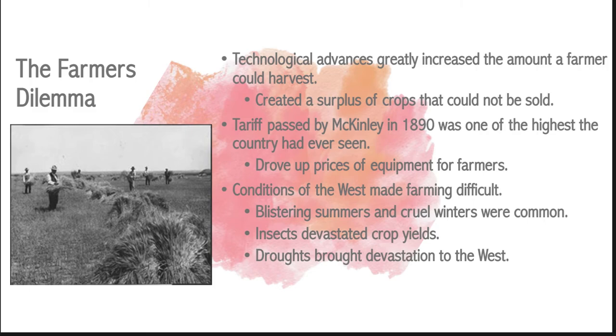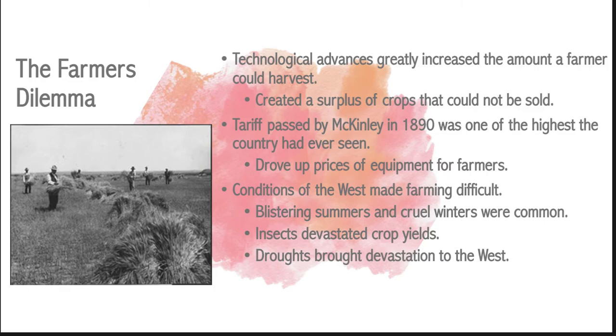First, the farmer's dilemma. We are going to see that technological advances greatly increase the amount a farmer could harvest. That is great news. That means we are able to produce more and we're able to take care of it. But the downside of that is we are going to have a surplus, which means too many crops that could not be sold. We're producing more than what the people actually need.